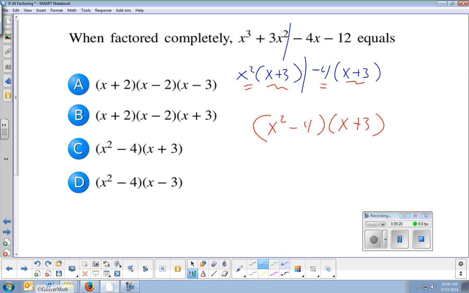And then, just as always, we want to re-examine, can anything be factored further? X plus 3 certainly cannot. Let me fix that, it's a little sloppy. X plus 3 cannot be factored further. But x squared minus 4 is a very recognizable difference of two squares that we're very familiar with. That's x plus 2, x minus 2. And sometimes you can factor further, sometimes you can't. But in this case, we could. And so our answer is B.